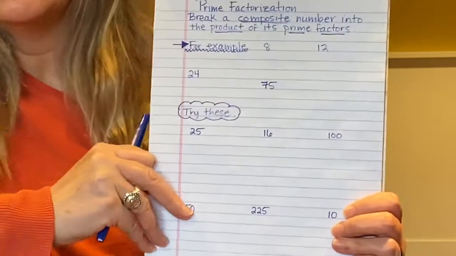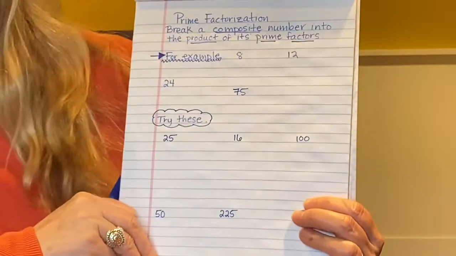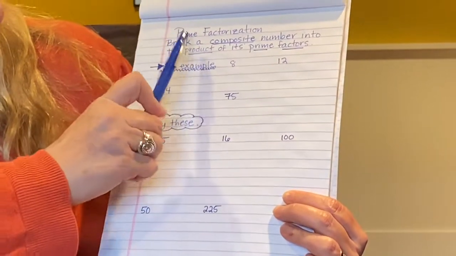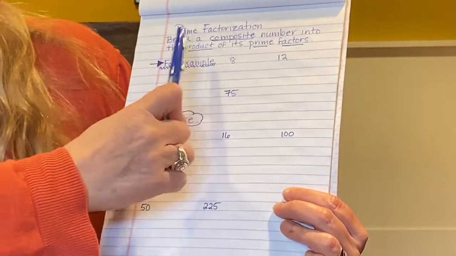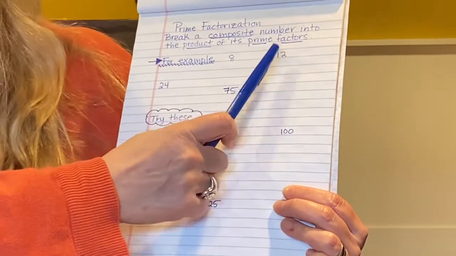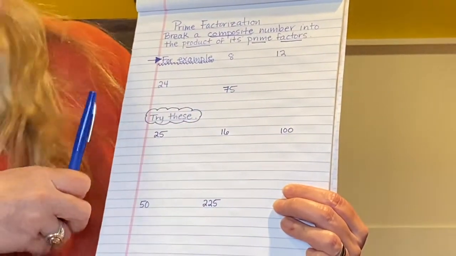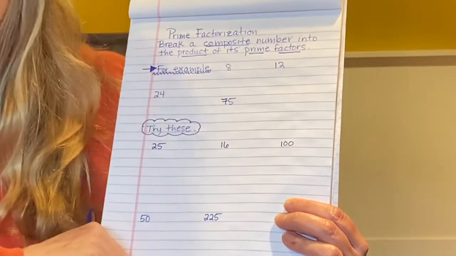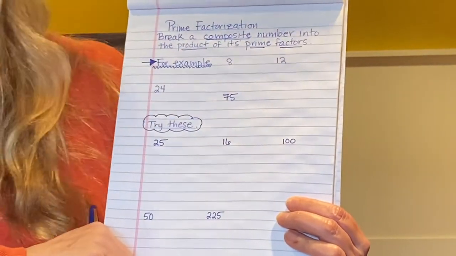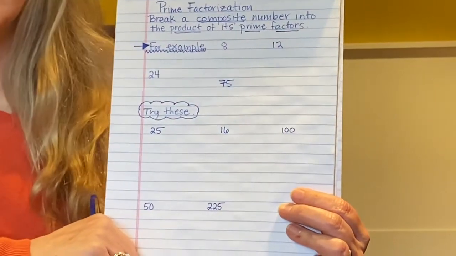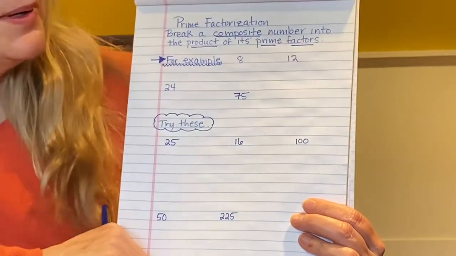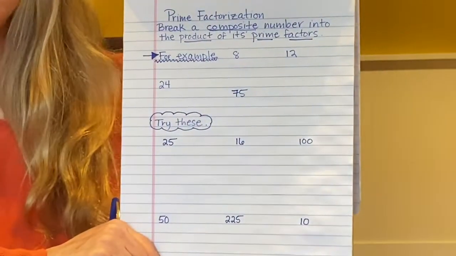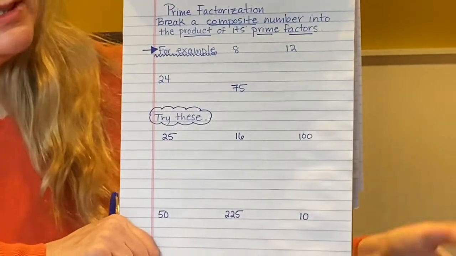So first, let's talk about what prime factorization is. There's a lot of vocabulary in this definition. It's when you break a composite number into the product of its prime factors. So a lot of vocabulary in there: composite, product, prime, and factors. First, let's talk about what product is. Product is the answer to a multiplication problem. And factors are the numbers that you've multiplied together to get the product.